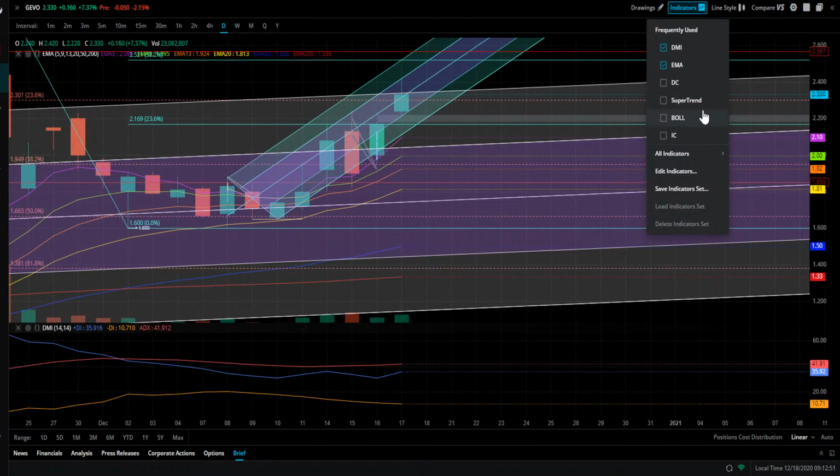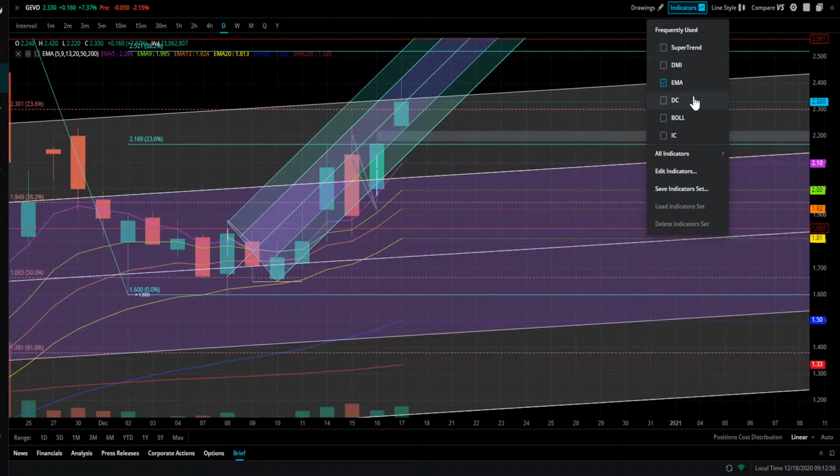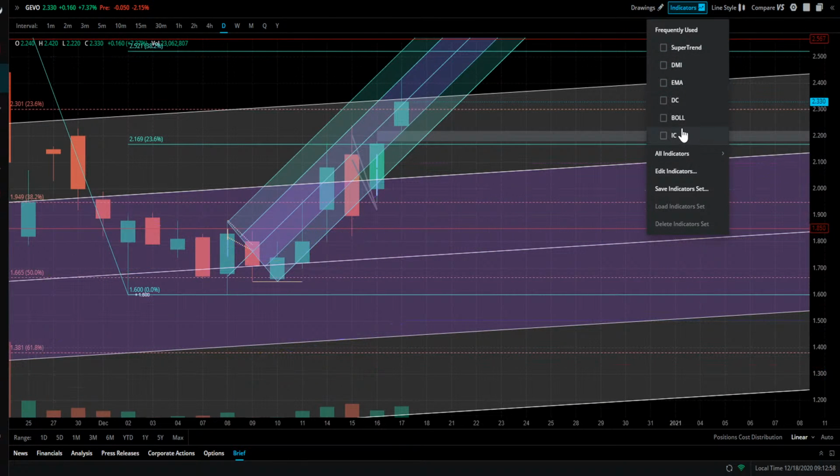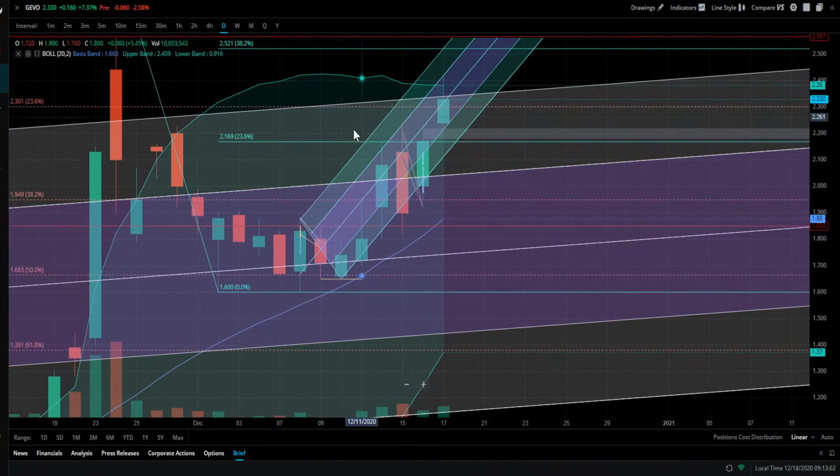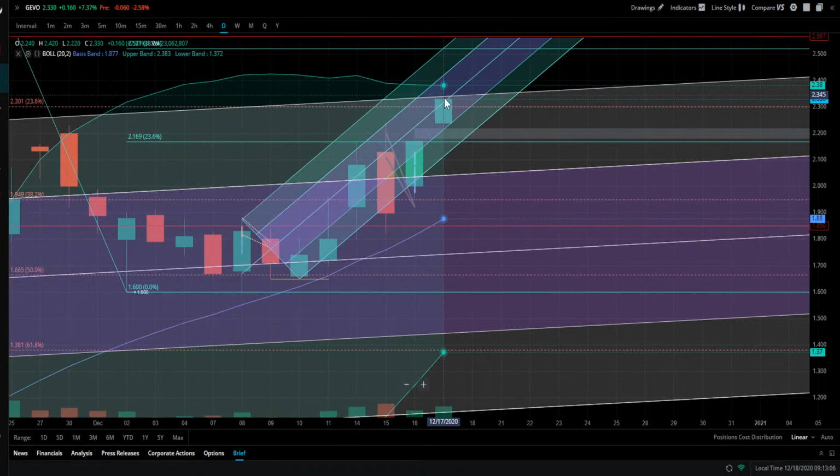Other indicators, super trend, we are way above it. DMI covered, EMA is there and bullish. Bollinger Band, this is the one that is a little bit worrying me because we are touching the upper band of the Bollinger Band, which tells me again maybe we are just going to drop.